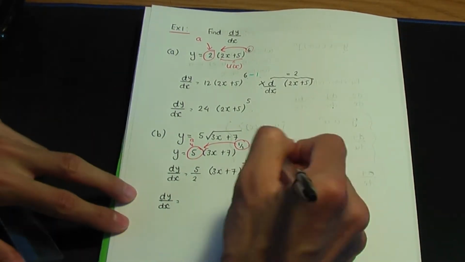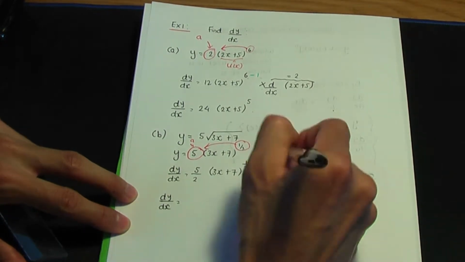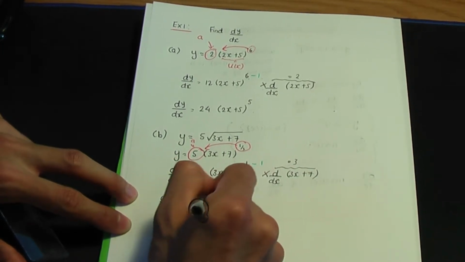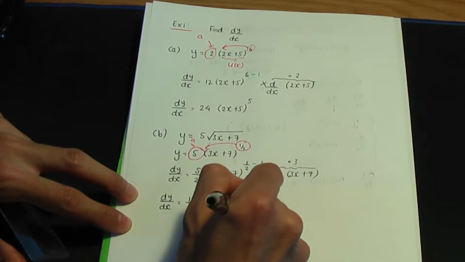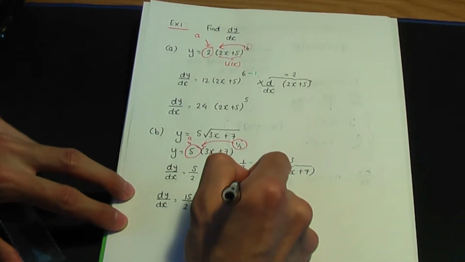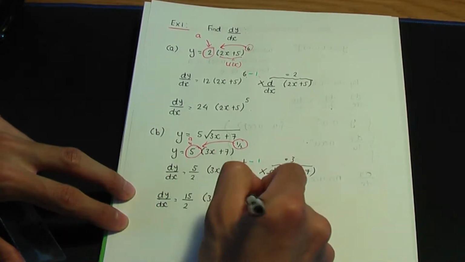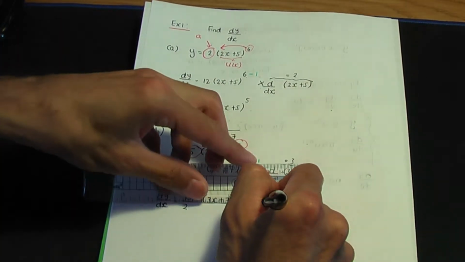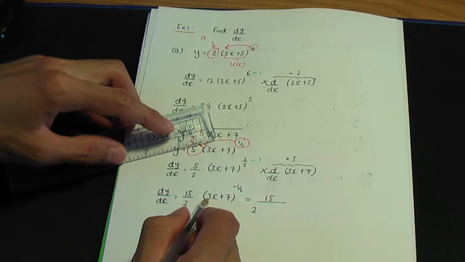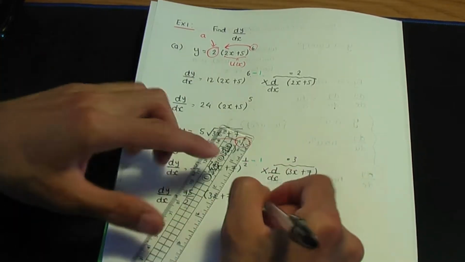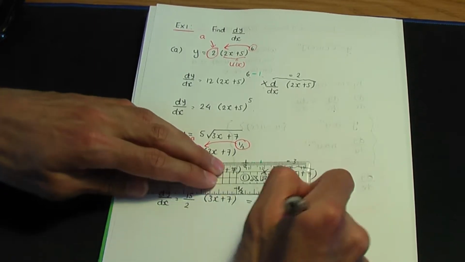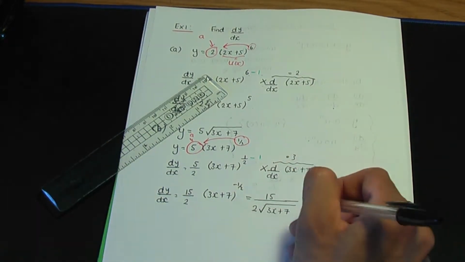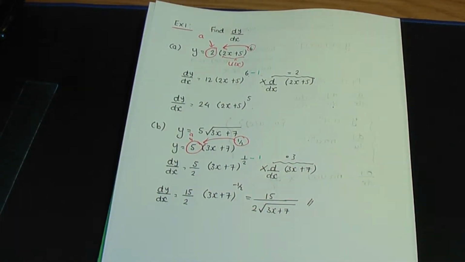So now it's a case of simplifying. So dy by dx will be, if I differentiate the 3x plus 7 here, I'll simply get 3. 3 times 5 over 2 is 15 over 2 into 3x plus 7, and half minus 1 is minus half, and you could rewrite this as 15 over 2, and 3x plus 7 to the power minus half is the same as 1 over the root of 3x plus 7. Okay, so that is the final solution to part B.